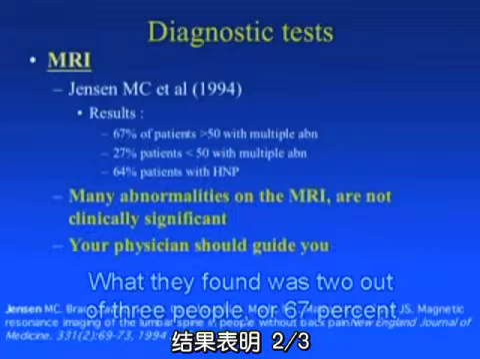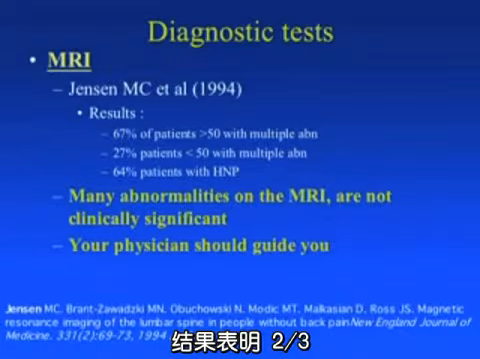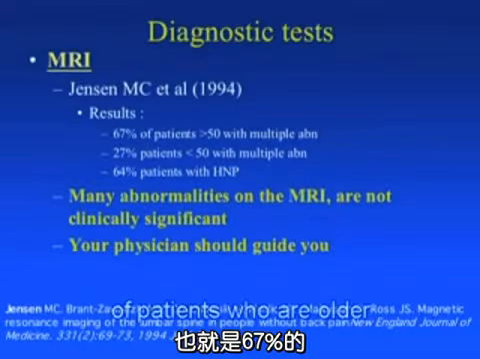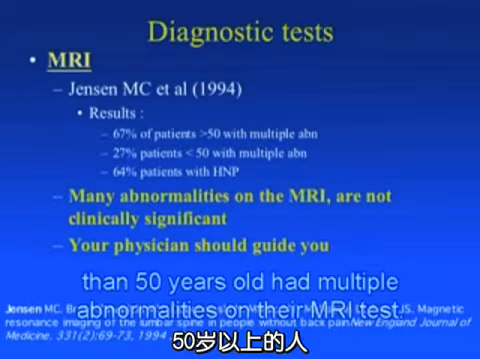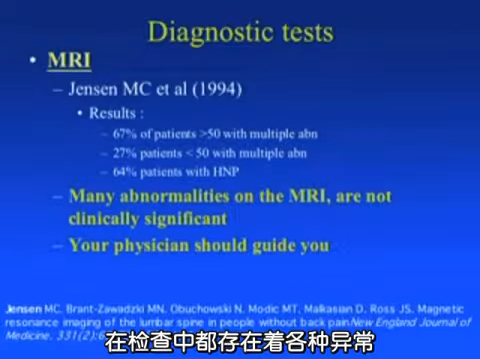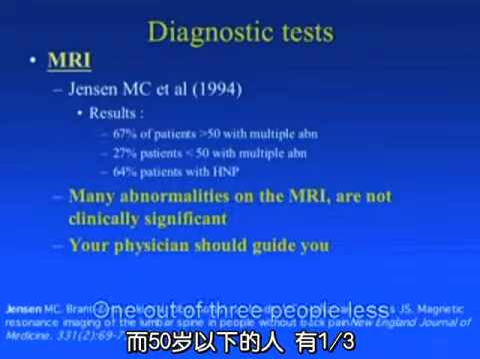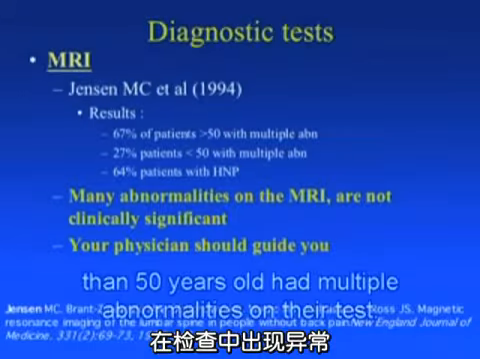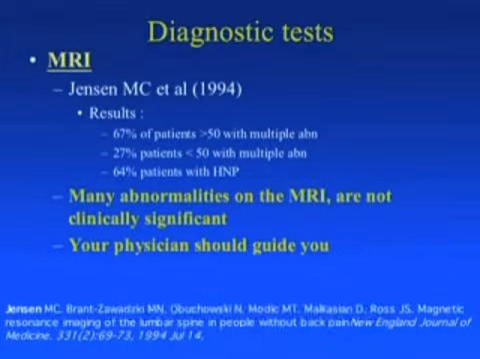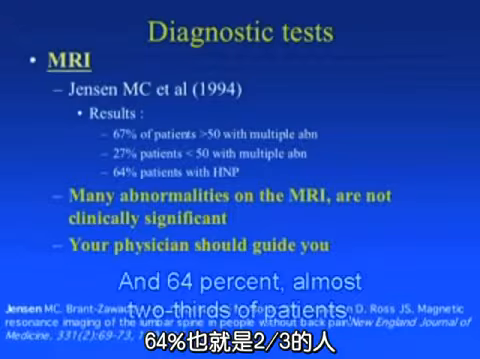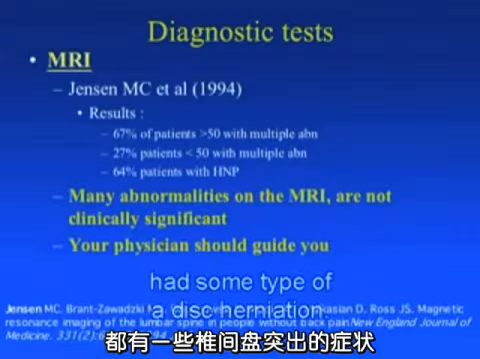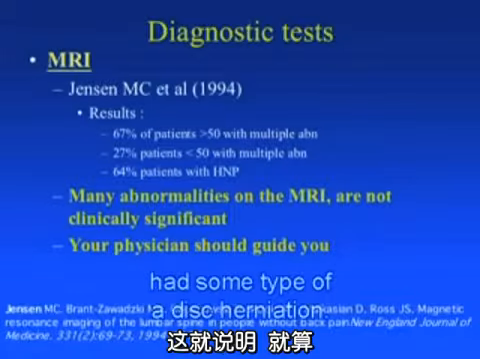What they found was 2 out of 3 people, or 67% of patients, who were older than 50 years old had multiple abnormalities on their MRI test. 1 out of 3 people less than 50 years old had multiple abnormalities on their test. And 64%, almost 2/3 of patients, had some type of a disc herniation.